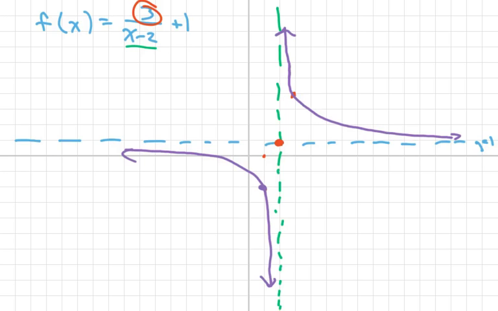The next one we're going to do involves the reciprocal, but it's going to be y equals 1 over x squared, which is the one that looks like this. It's very similar to this one, but it's like that.